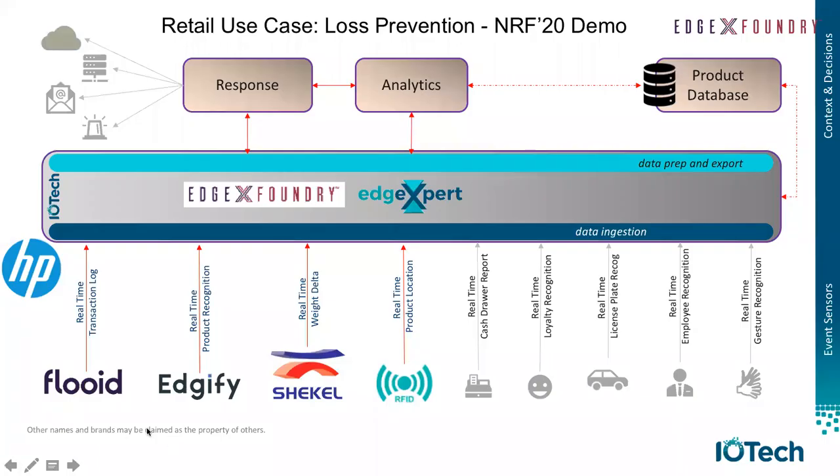By using EdgeX. So Fluid is a point of sale system. We were using that point of sale system with HP hardware. You have Edgify as a computer vision company. Shekel, they use scale for weight, and an RFID sensor for high price items. So the idea here is that not one sensor is perfect. And what this does in terms of real-time sensor fusion is you can have the 4 sensors working at the same time, because we made the POS a sensor as well.